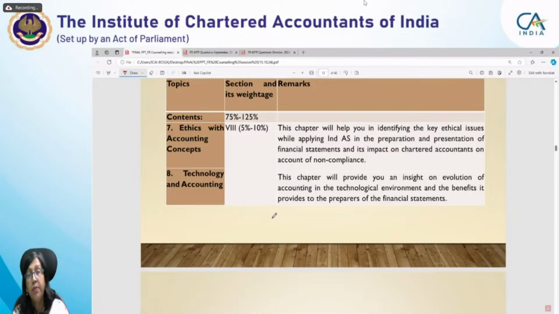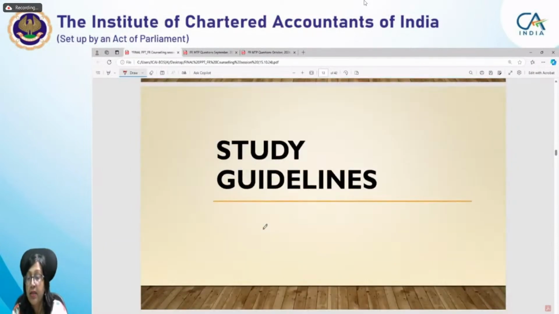While giving the repercussions, you have to take care of whether the chartered accountant is in service or in practice. Different clauses are applicable to them when they are in service and when they are in practice. So you have to take care of that while answering.